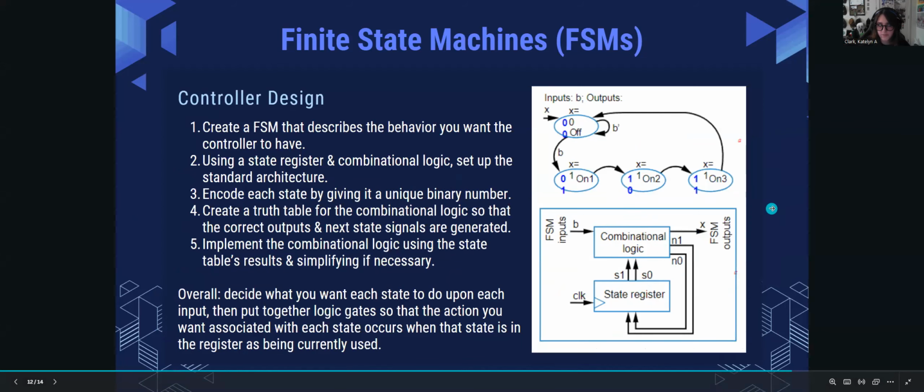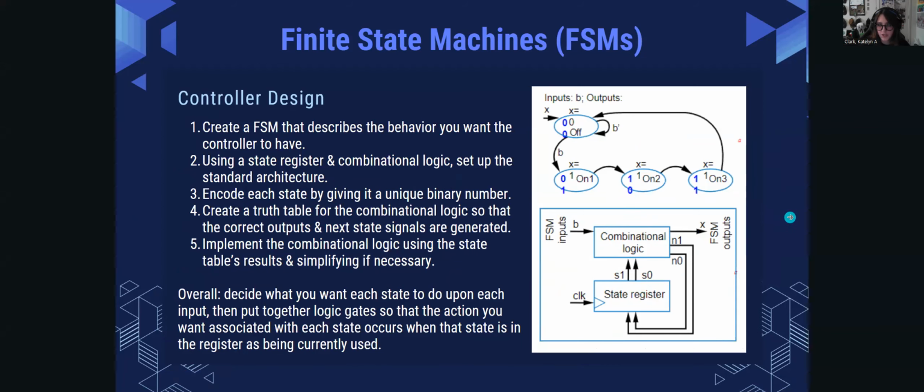And then the combinational logic, which won't be done yet, but you'll be able to set them up and put them together. Then you encode each state. Each one of these is a state, given a unique binary number. So this one is 00, 01, 10, 11, also known as off, on 1, on 3. You then create a truth table with each state and the inputs and the outputs so that you can know what the output will be of each state when it is currently happening, as well as what your next state will be based on the inputs.